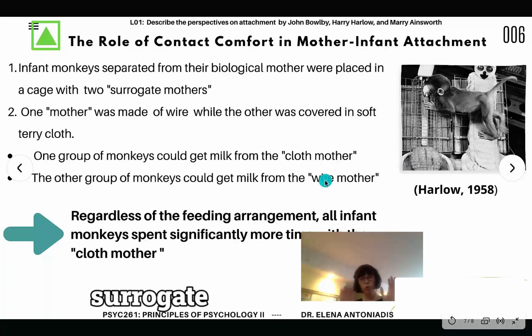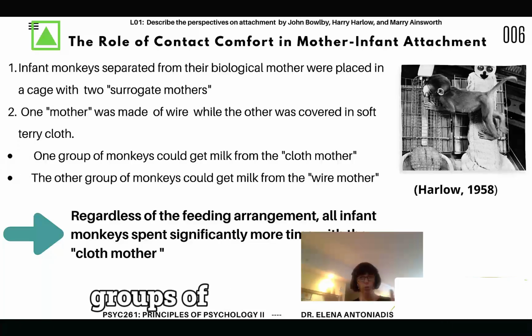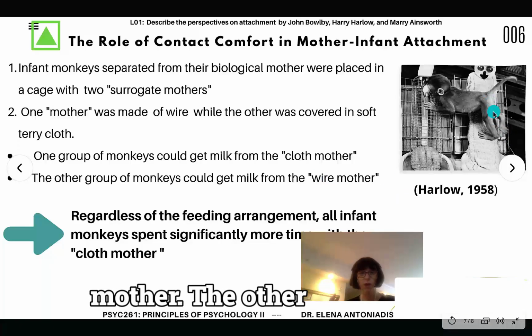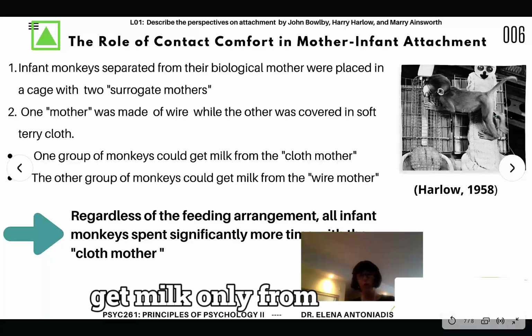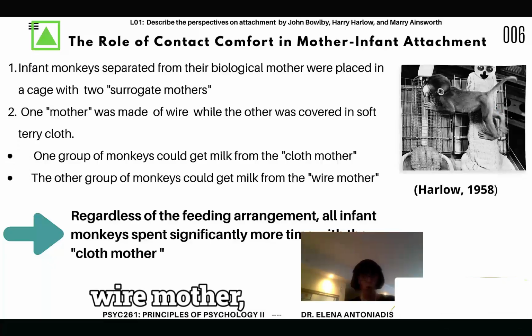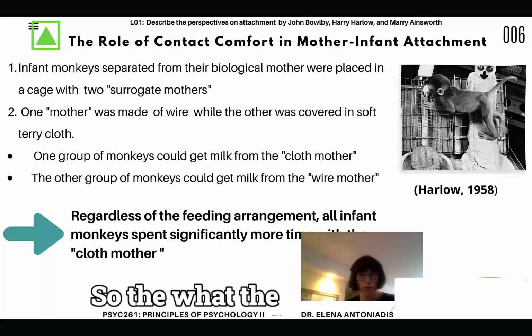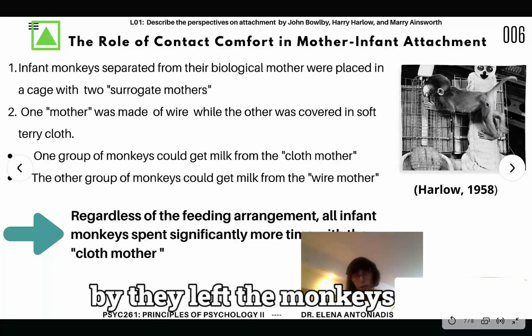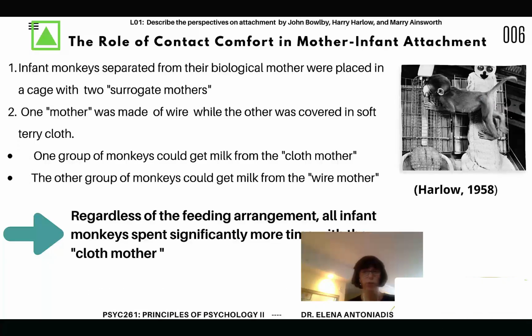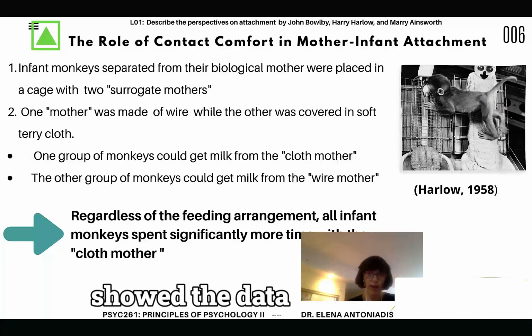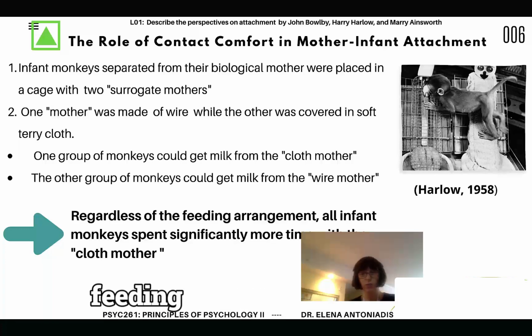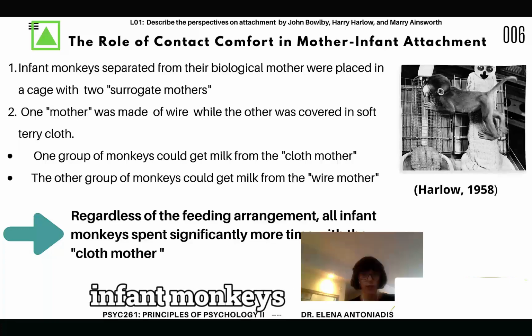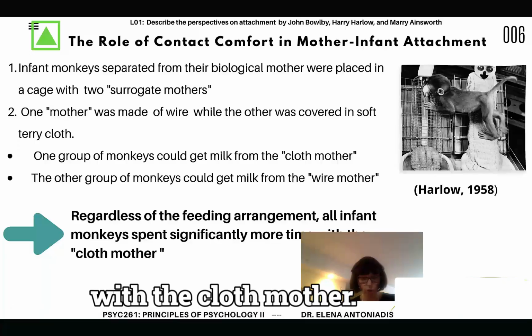So those were the two surrogate mothers, and then there were two groups of monkeys. One group of monkeys could get milk from the cloth mother. The other could get milk only from the wire mother. Okay? So they left the monkeys with those two surrogate mothers. And what the experiment showed, the data revealed, is that regardless of the feeding arrangement, all infant monkeys spent significantly more time with the cloth mother.